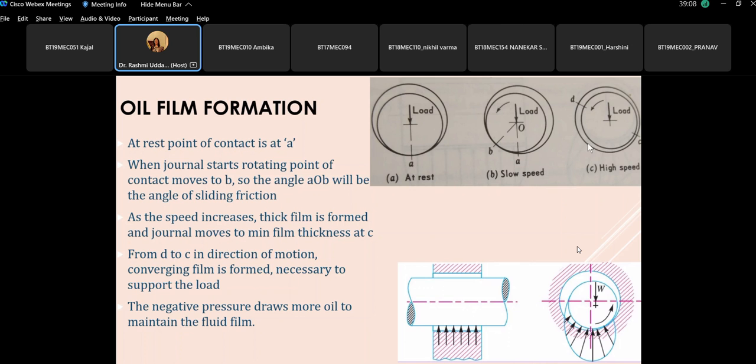So the point here is it is the converging film which is supporting this load, and at the end of this converging film the pressure is negative, or dP by dx is negative, because of which the oil is continuously pulled here. So this negative pressure is drawing more and more oil, and this oil film is maintained. So at whatever RPM this journal is rotating, this oil film is continuously formed. So this is about the distribution of pressure.